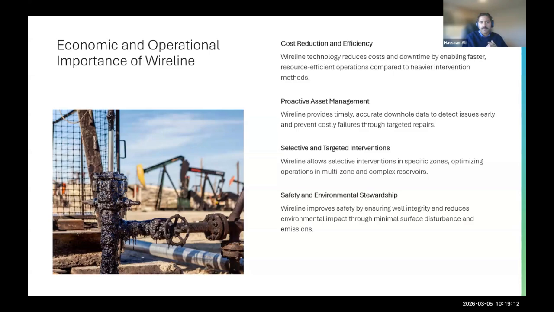And selective targeted intervention: it helps to identify zones and intervene in those zones while optimizing operations in multi-zone and complex reservoirs, right? So when we talk about wellbore, we are not talking about a straight bore with just one zone producing. In these complex environments, there can be multiple zones that are producing. So wireline helps you to identify those zones and also to intervene in them. For example, if you want to do perforation in those zones, or if you want to set a plug in those zones, wireline helps you do it.